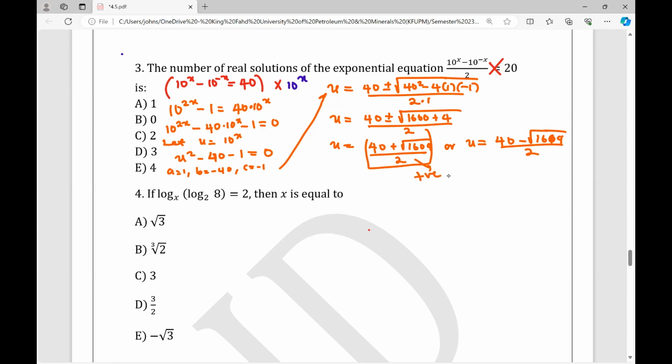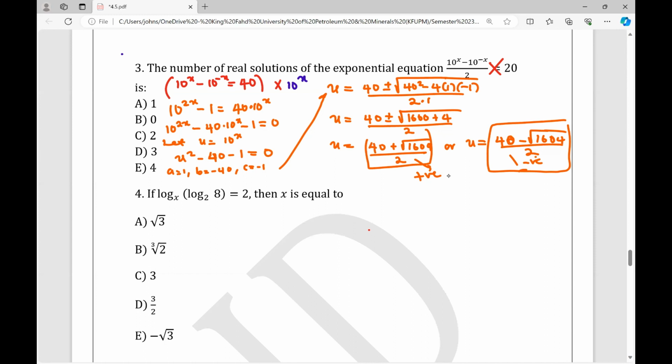But this one is going to be negative. Why? Because this is the square root of 1604. Remember, the square root of 1600 is 40. But you have 40 minus this one. So the numerator is going to be negative, divided by 2, so everything will be negative.